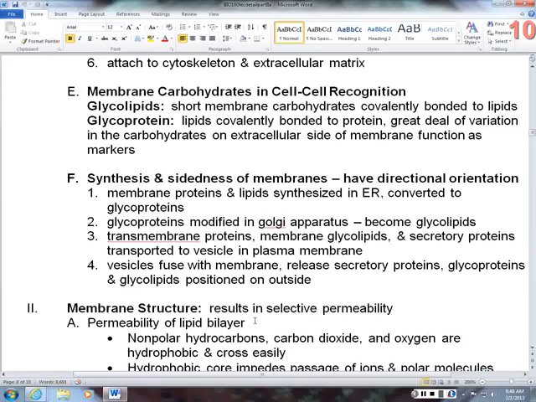Synthesis and sidedness of membranes: they do have a directional orientation. So the membrane proteins and lipids are synthesized in the endoplasmic reticulum. And then they get converted to glycoproteins in there. The glycoproteins are modified in the Golgi apparatus to become glycolipids.